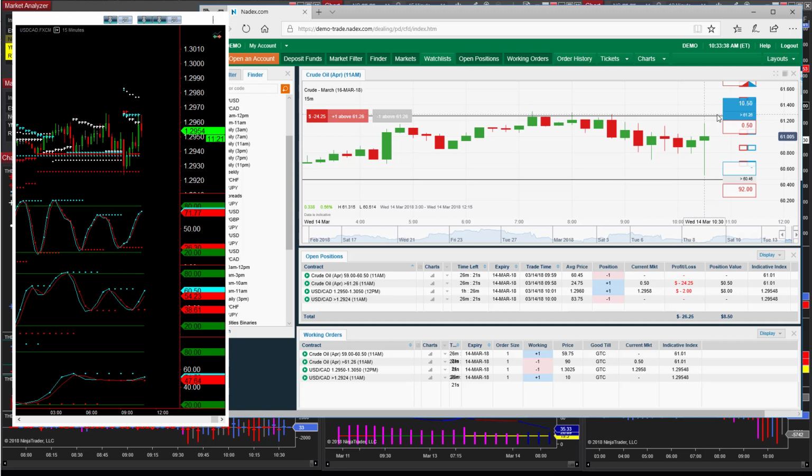You can see they're taking their time to digest the information. In other words, they're not making a snap decision. They're trying to analyze, okay, what does this mean for the market?